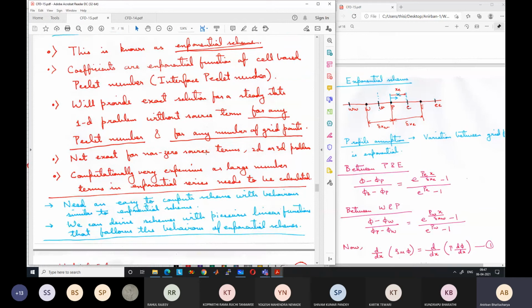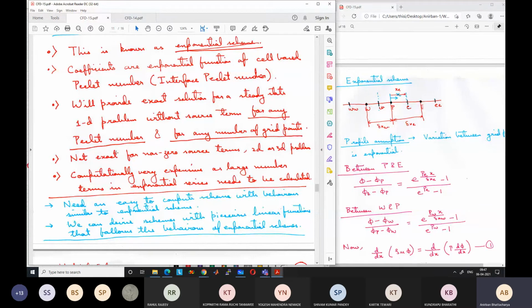However, this is not going to be 100% exact or 100% accurate for complicated cases, like when there are non-zero source terms, or if it is a 2D problem or 3D problem. It won't be 100% accurate because the exact solution is not valid in those cases, but still it will be very much more accurate as compared to the other schemes. So this is a very accurate solution.